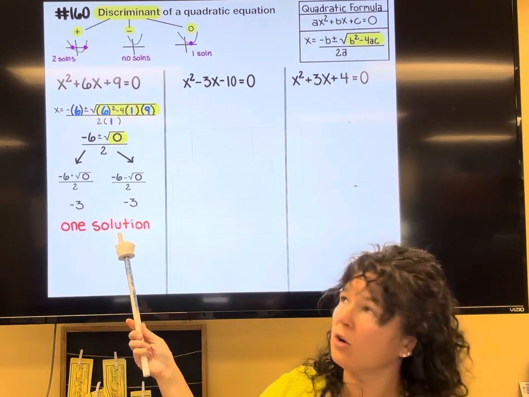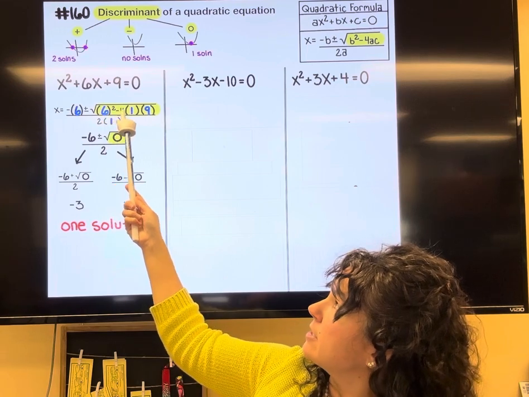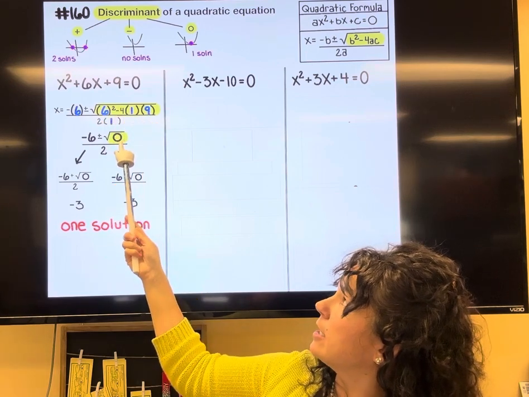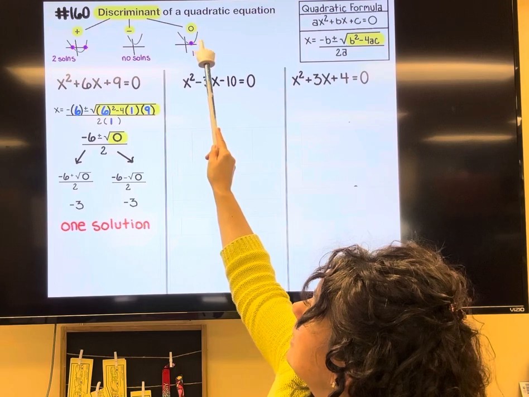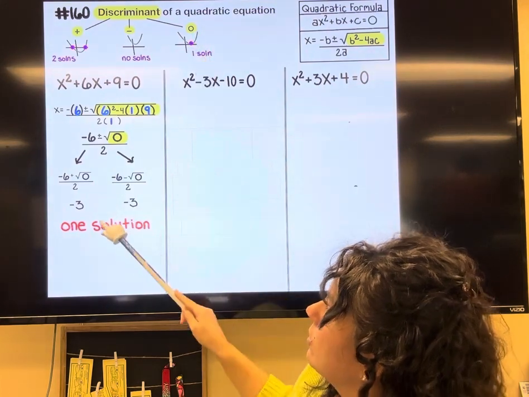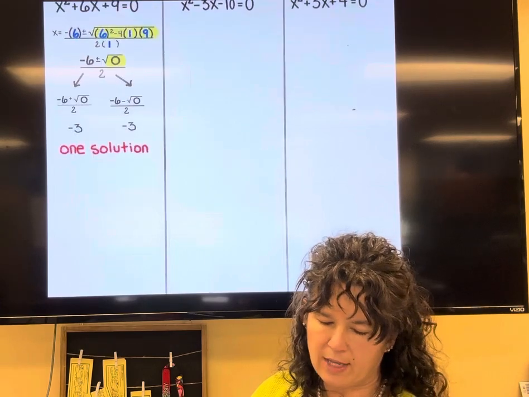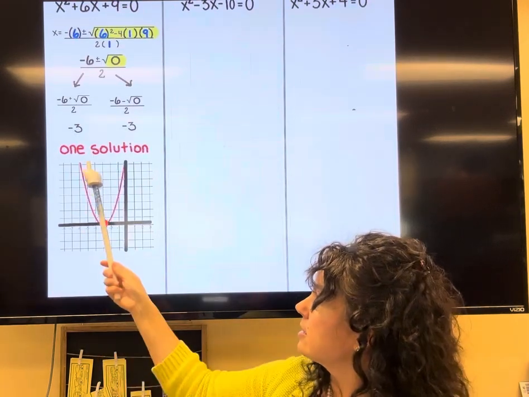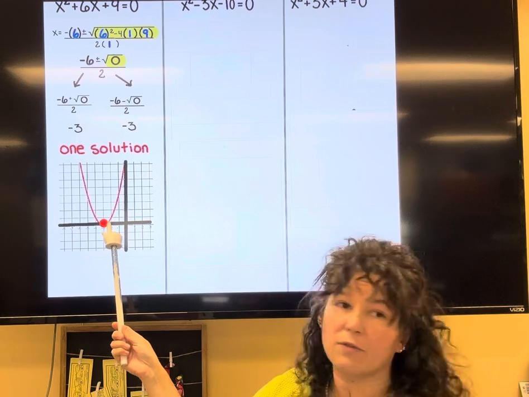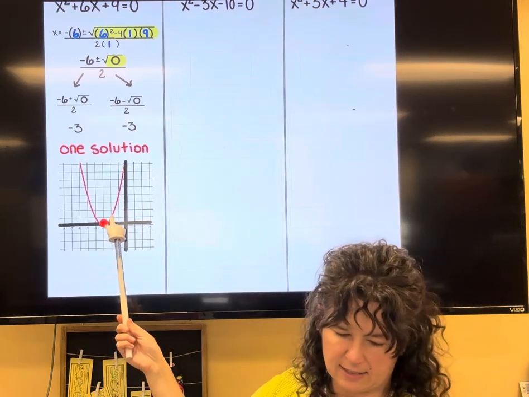Our shortcut, though, was that the answer to b squared minus 4ac was 0, and when the discriminant equals 0, there is one solution. Graphically, what that looks like is the parabola has its vertex on the x-axis.